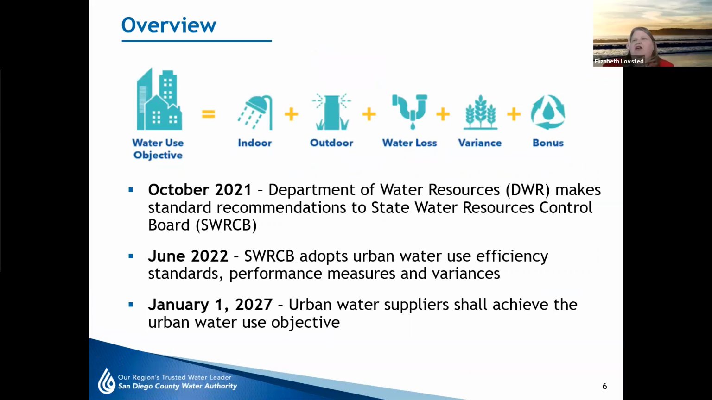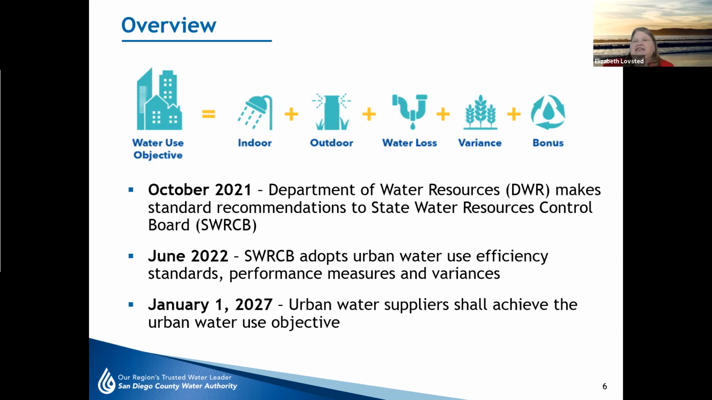Just a really high overview of the water use efficiency standards. As we know, the water use objectives are going to be based on indoor use targets, outdoor use targets, water loss targets, plus variances, plus bonuses. In addition to the water use objective, there's also going to be best practices developed for commercial and industrial institutions. And so we're going to cover all of that today.